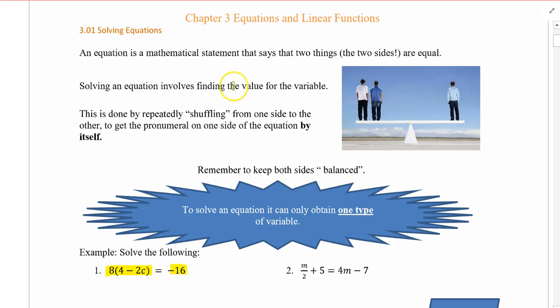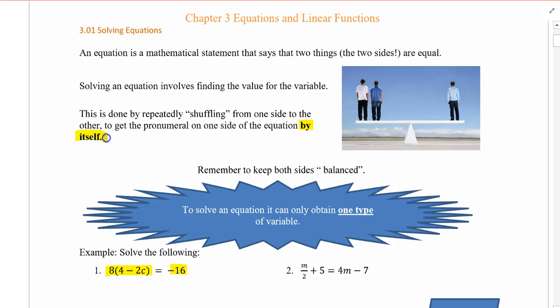So, to solve an equation, we have to find the value for the variable. Getting the variable or the pronumeral by itself and finding its value. How do we do that? We shuffle things from one side to the other. Or, as you'll see in this case, we will expand the bracket. Or, as you'll see in this case, we will remove the fraction. So lots of math skills that you've already practiced, you will be applying depending on the question. And we work away until we get the variable by itself.